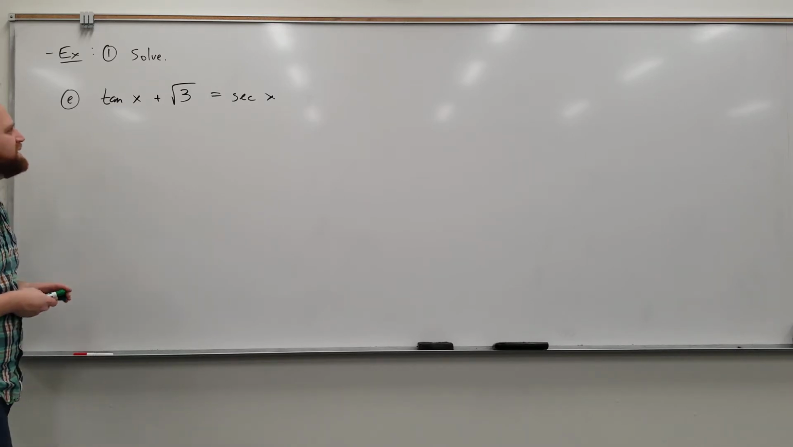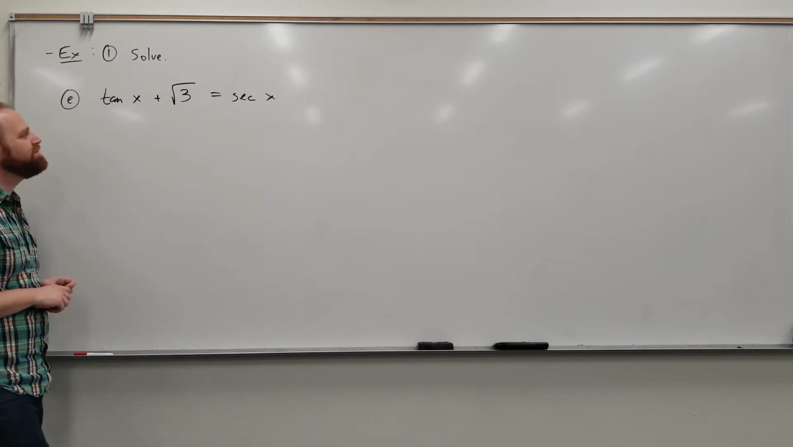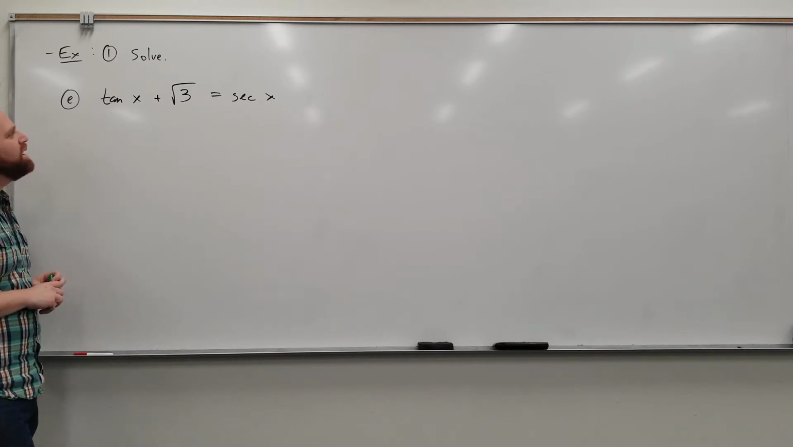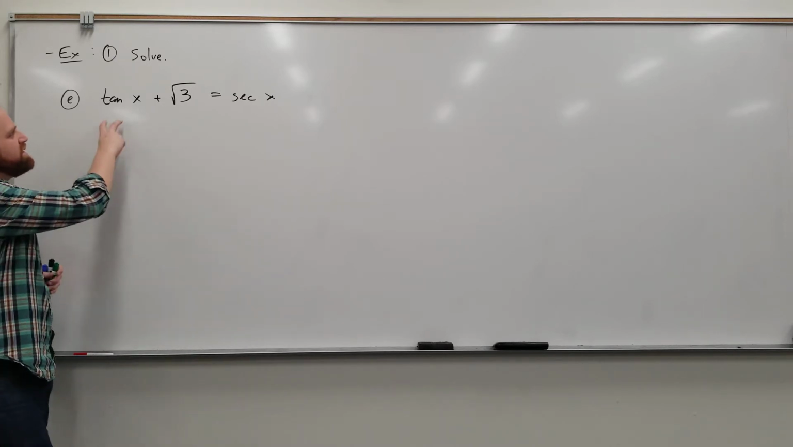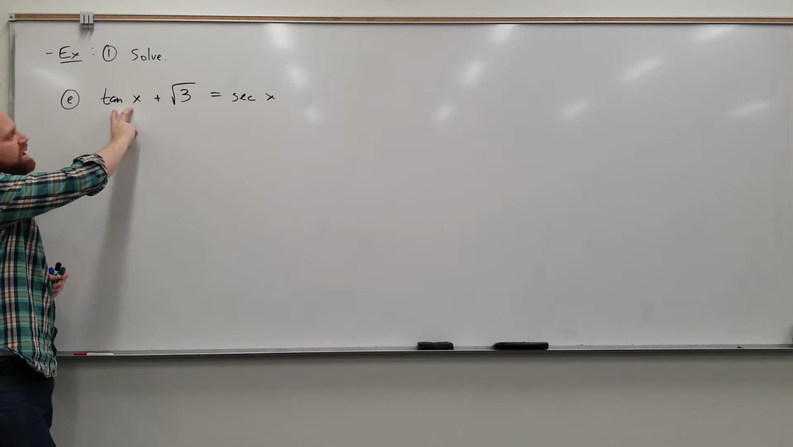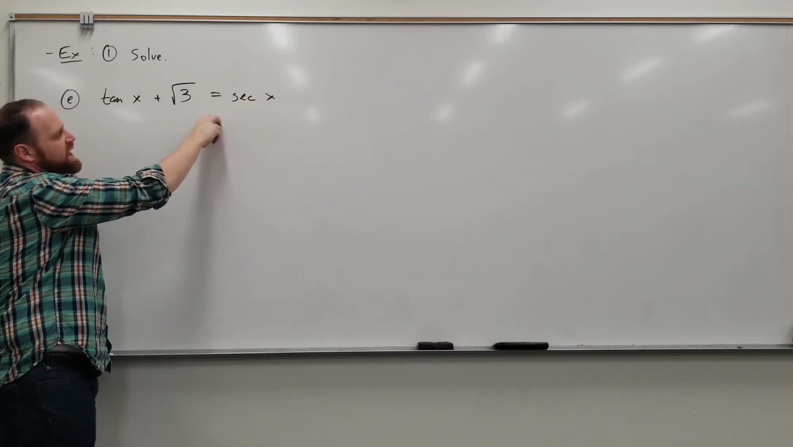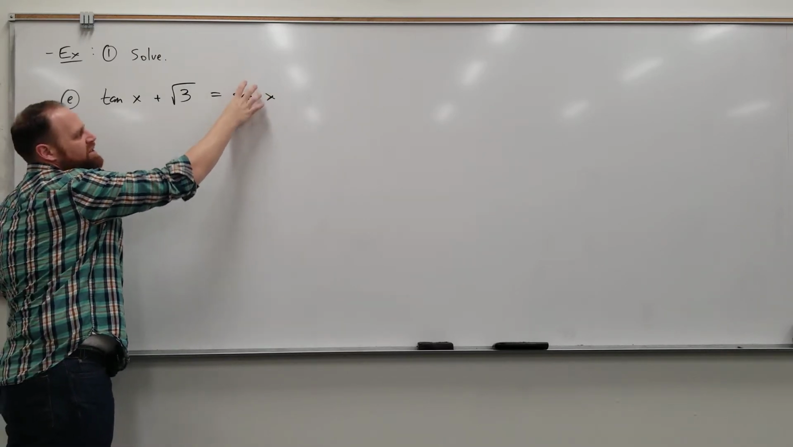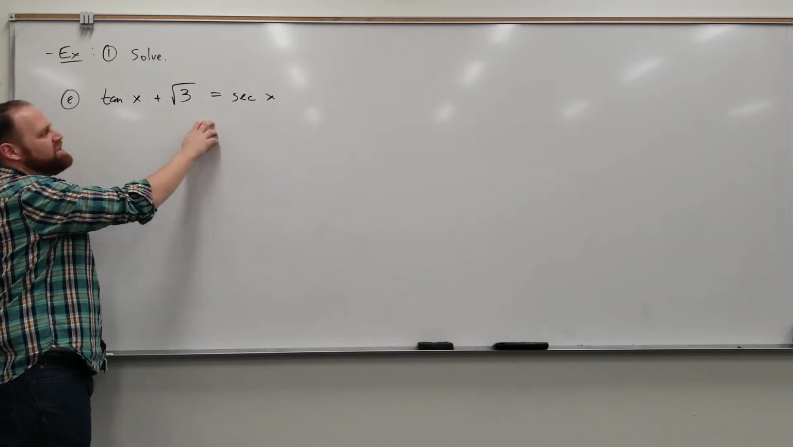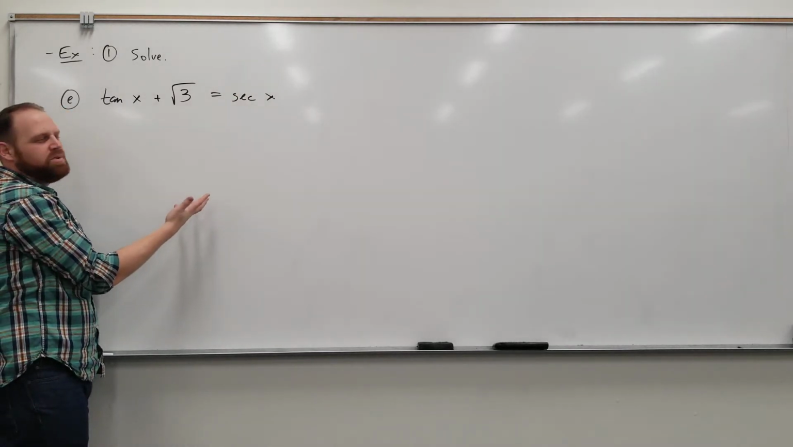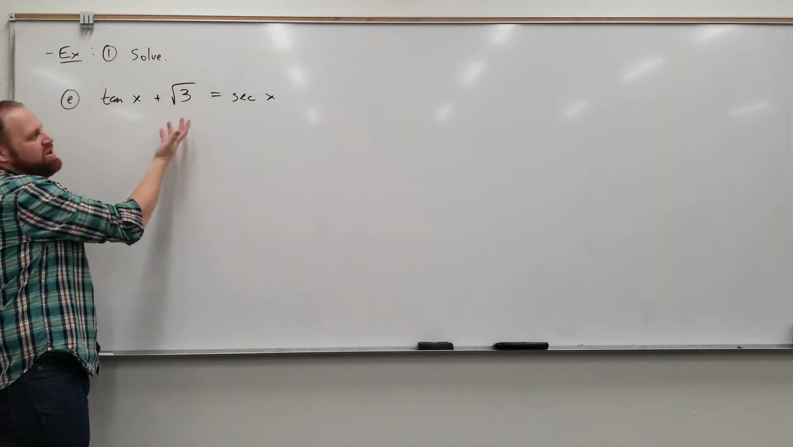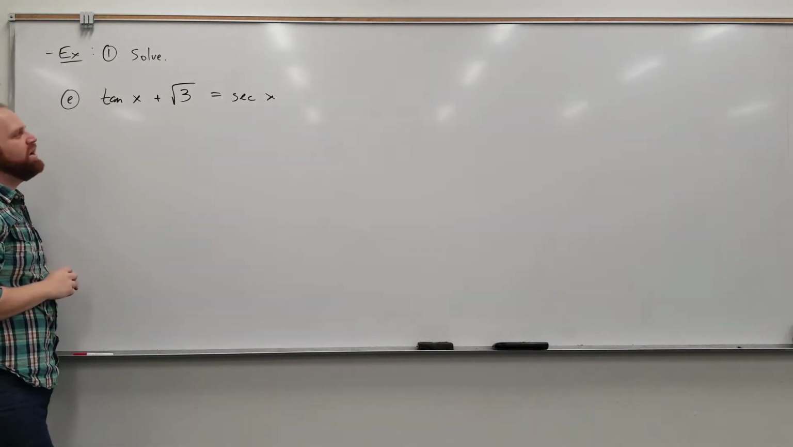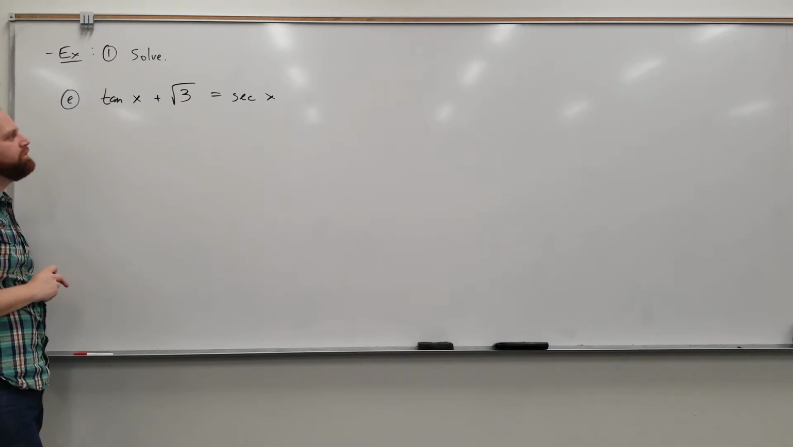So looking at this thing, one thing that occurs to me is, if I try to move the secant over so that I have a 0 on this side, and then I try to factor this, it's not really going to be possible to factor. I don't have anything quadratic going on, so it's already factored essentially. So I don't think that trick really works.